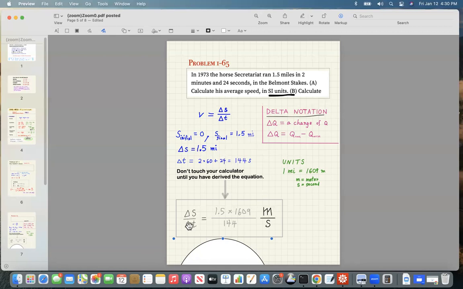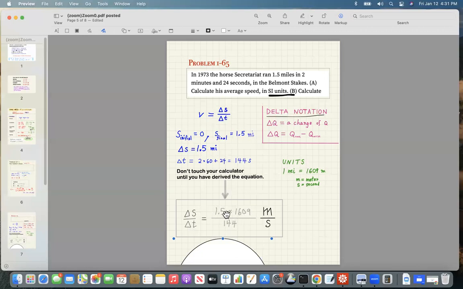And the denominator is not 144, because that's just a number. But the denominator is supposed to be a time interval. So I have to say, is it 144 hours, 144 minutes? No, it's 144 seconds. So if you always keep track of the units in doing the calculation, you'll see what the final answer is going to be. The final answer is going to be a number with a unit of meters per second. That's the appropriate unit for a velocity. Velocity has the same units as speed, distance over time. Now you have to calculate the number.